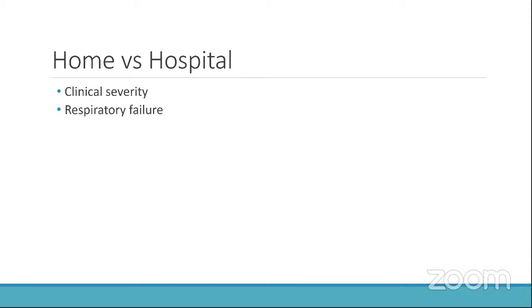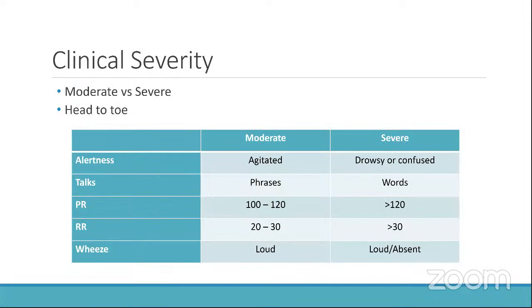Next, when you see a patient, you should decide if the patient needs to be managed at home or in casualty. This will be based on the clinical severity and whether or not the patient is in respiratory failure. Clinically, one can assess the severity as either moderate or severe. An easy way to remember would be to assess them from head to toe. Moderate patients would be agitated, whereas severe patients would be drowsy or confused. A moderate patient speaks in phrases, whereas a severe patient speaks in words.